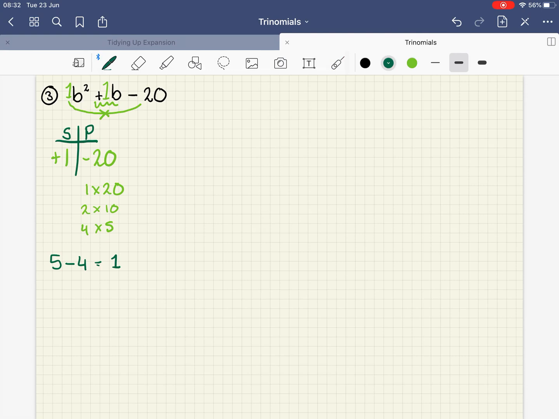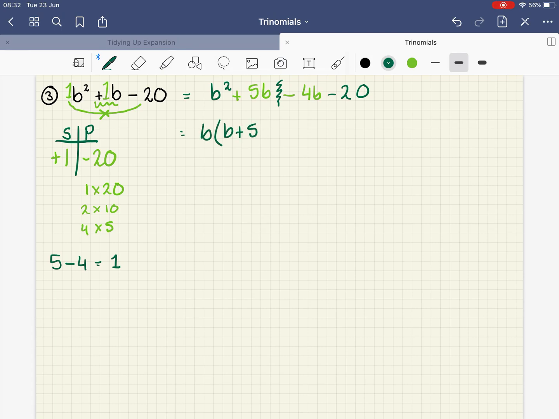So going back up to the top, so that's going to be b squared plus 5b minus 4b minus 20. Split it down the middle. Highest common factor on this side is that b.